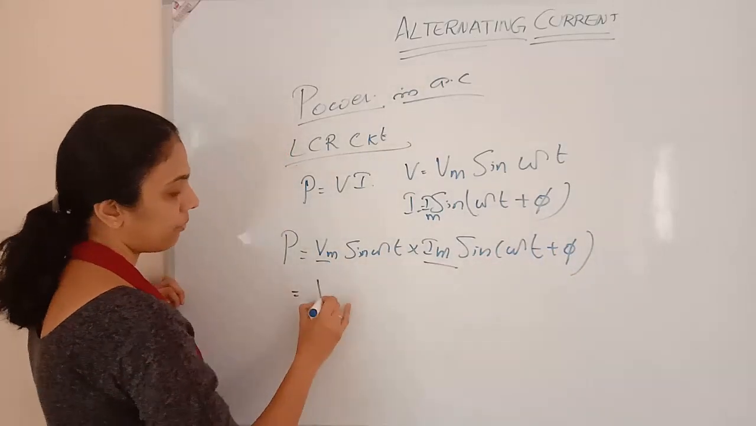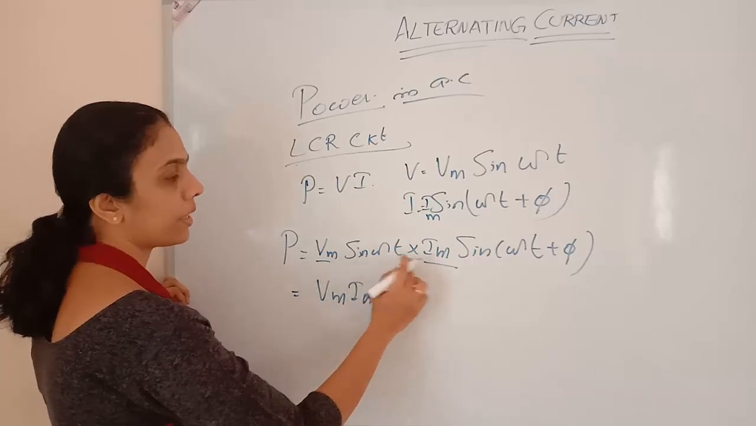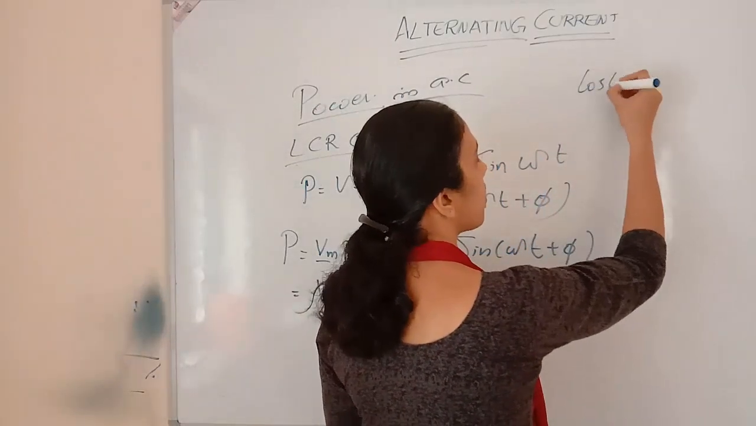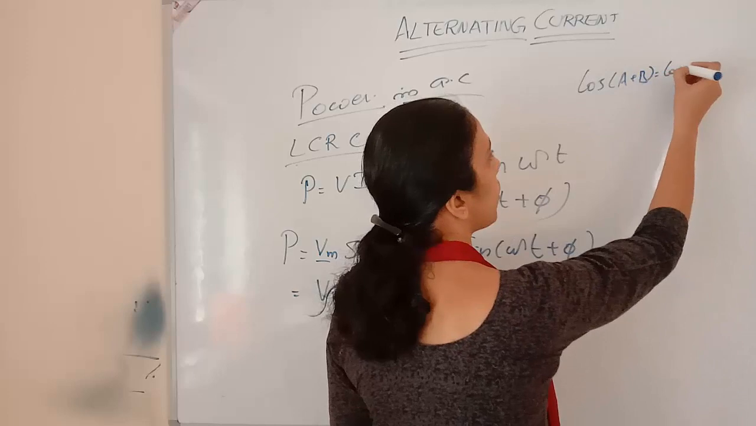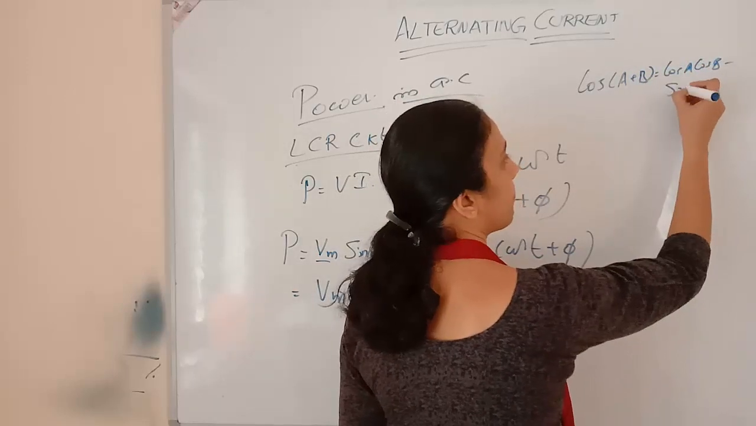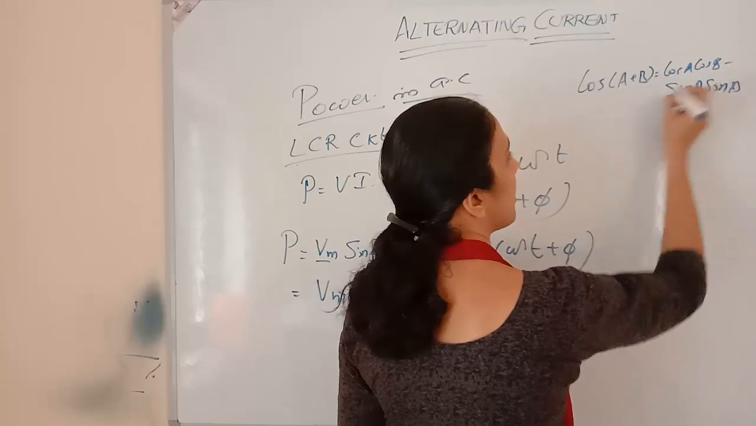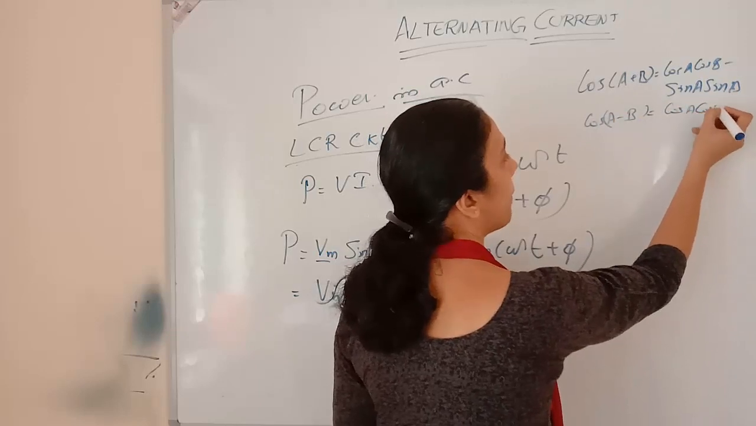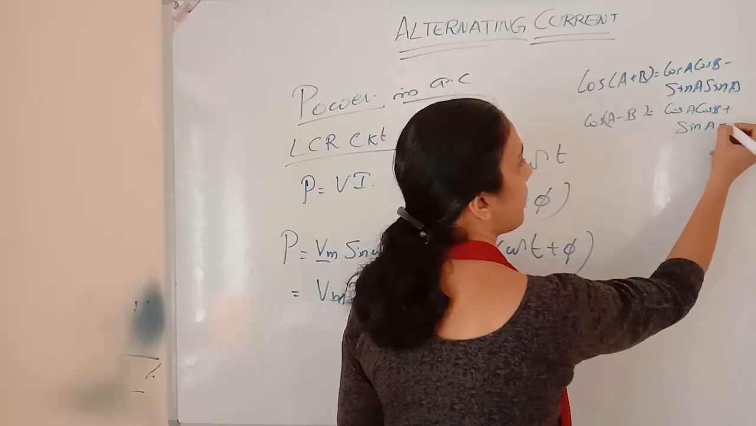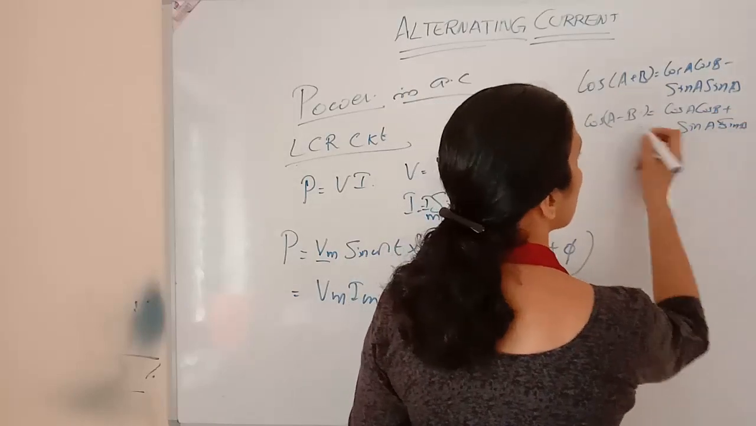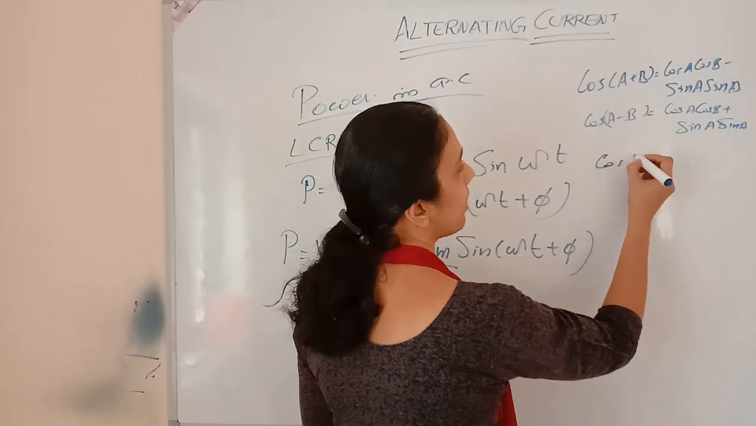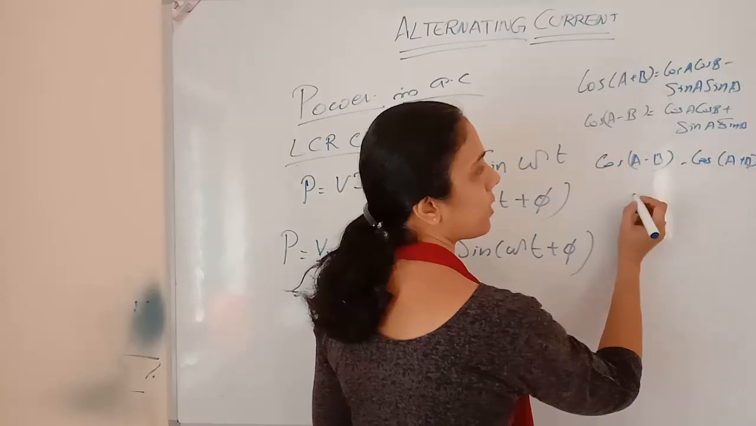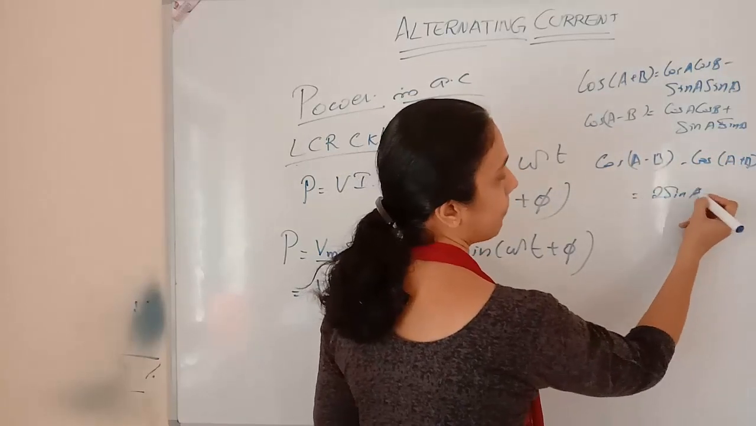Vm into Im sin(omega t plus phi). Use the trigonometric equation: cos(A plus B) is cos A cos B minus sin A sin B. The same way, cos(A minus B) is cos A cos B plus sin A sin B. So what is cos(A minus B) minus cos(A plus B)? It is 2 sin A sin B.